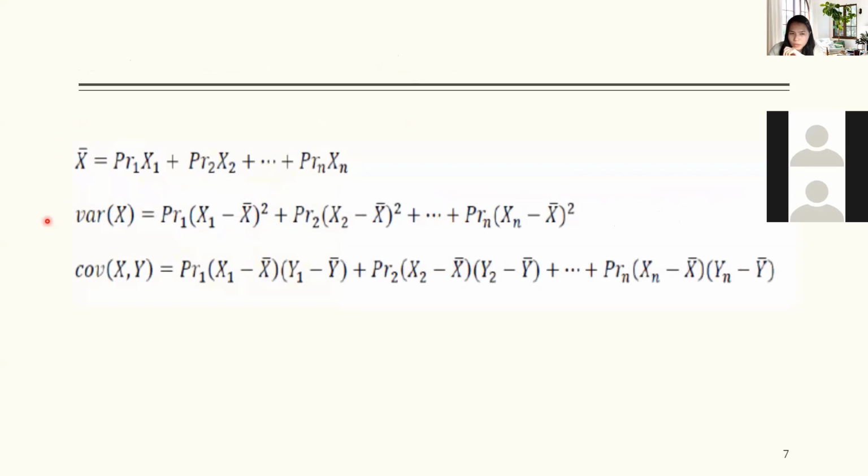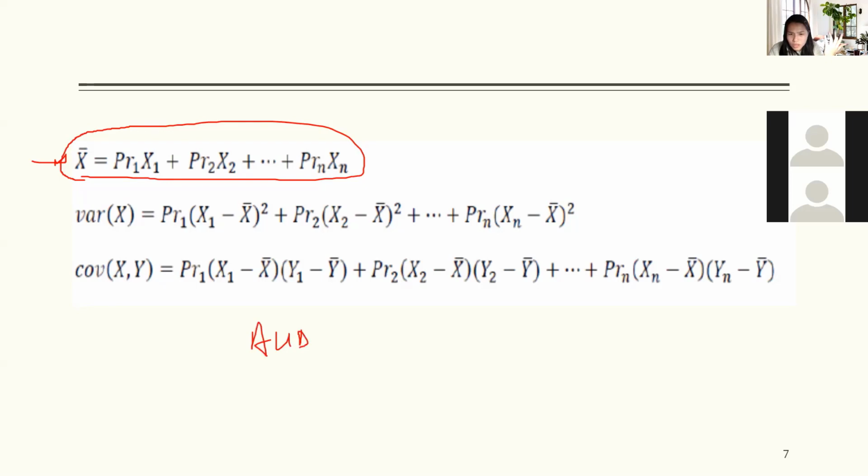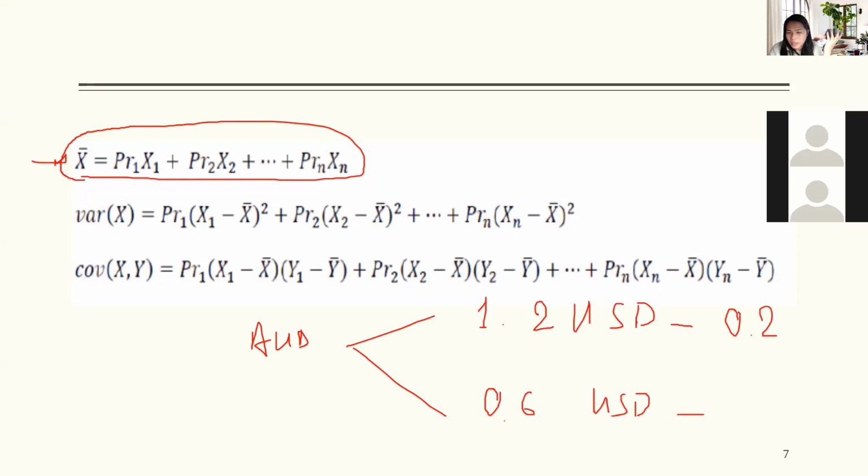So just to recap, these are the formulas that we are going to use to compute the variance and covariance, okay? Let me explain each of them in detail. The first one is the formula that you can use to compute the probability weighted average. For example, if I think about the next 6 months, maybe the Australian dollar is going to be worth, let's say, 1.2 US dollars in 6 months. I think this probability could be quite low, so maybe 20%. Alternatively, the Australian dollar could depreciate to maybe 0.6 USD in 6 months' time. I think this is more likely, so I'm going to assign a probability of 80% to it, okay?